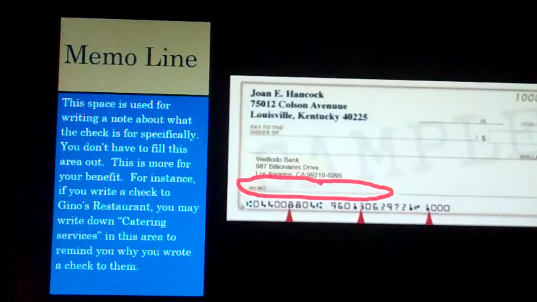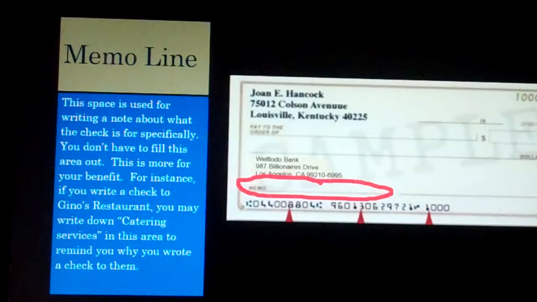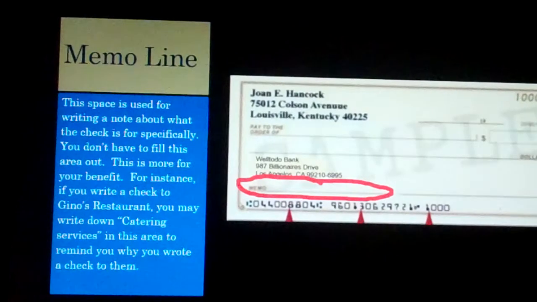Memo line. This space is used for writing a note about what the check is for specifically. You don't have to fill out this area. This is more for your benefit. For instance, if you write a check to Gino's restaurant, you may write down catering services in this area to remind you why you wrote a check to them.